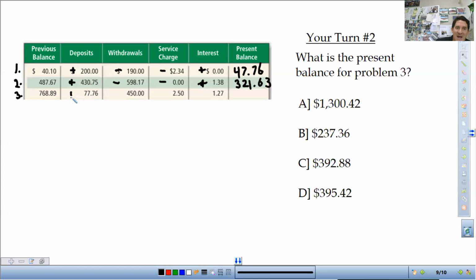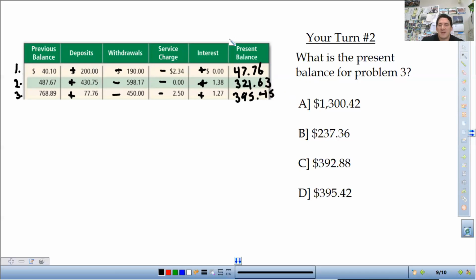Again, you add any deposits, subtract withdrawals, subtract service charges, add interest. So 768.89, add the deposit, so plus 77.76, subtract the withdrawal, 450, subtract the service charge, and then plus 127, you get 395.42 is the present balance.